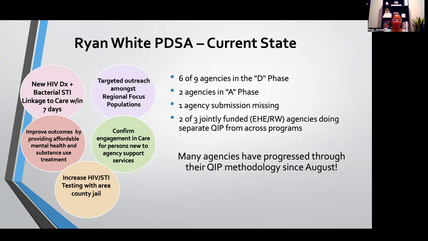Some are focusing on our, you know, bacterial dual diagnosis link in 7 days. Some are confirming care in for new to them, making sure they're confirmed into care. And then a few others are doing other things. And so just a note to great kudos to you all. Many agencies have really moved through their QIP methodology since August. So we're seeing a lot of progress, and thanks for all your hard work. And I'll hand it back to Jamie.